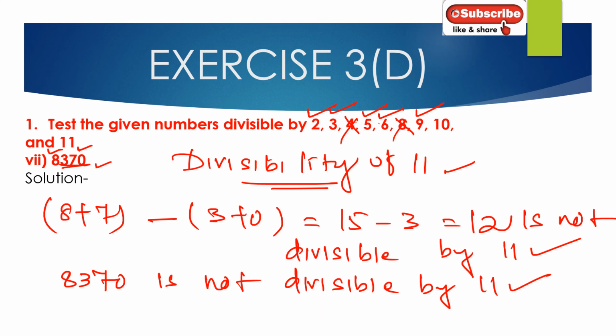Now the number is divisible by 10 because the last digit is 0, which is divisible by 2, and the digit 0 is divisible by 5 also. So this number 8370 is divisible by both 2 and 5, and 10 is the product of 2 and 5, so the number is divisible by 10. Now the sum of digits at odd place is 8 plus 7, which is 15, and the sum of the digits at even place is 3 plus 0, which is 3, and 15 minus 3 is 12, which is not divisible by 11. So this number 8370 is not divisible by 11.